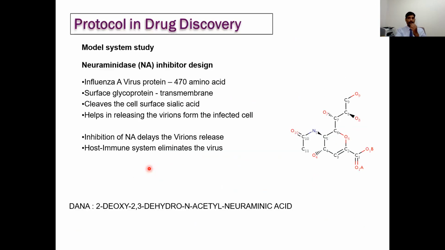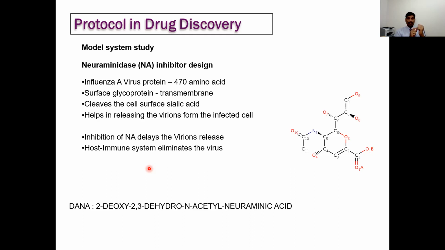Okay, so what are the three things we are going to understand? One is the active site protein structure, that is the target structure. And once you know the target structure, we need to understand what the active site is. There are different ways.